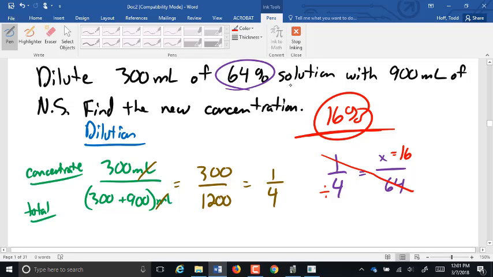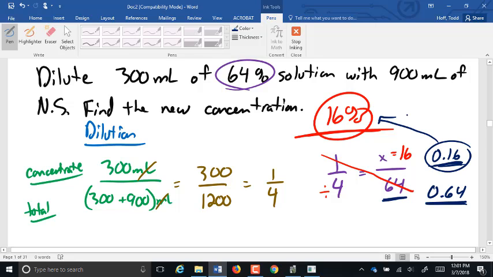Now I get asked all the time, shouldn't I list this as 0.64 as a concentration? That wouldn't matter. If I did that, I would cross multiply and divide and I'd get 0.16 as my new concentration, which, converted to a percent, is 16%. So it doesn't matter whether we use this as a percent or as a decimal, as long as we do both the same. Whatever we have for a decimal here, this will be a decimal, or if this is a percent, this will be a percent.